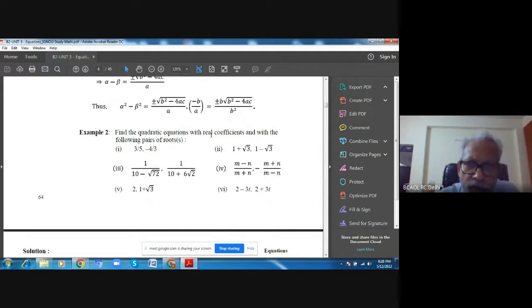Now here it is actually a little different. Find the quadratic equation with real coefficients and with the following roots: 3 by 5 and minus 4 by 3. Okay. So the roots have been given, and you have to find the quadratic equation. It is a reverse process. Earlier, the equation was given, and finally you had to find the roots. But in this case, roots are given, and you have to prepare the quadratic equation. So the result will be in an equation formation. Let's see how it is done.